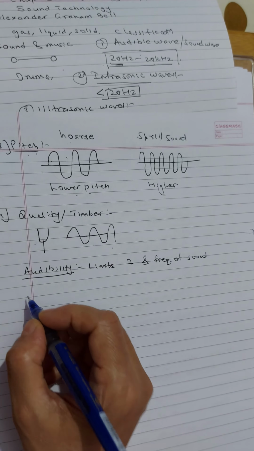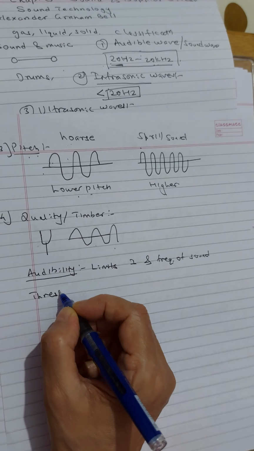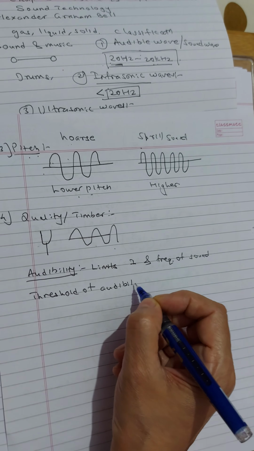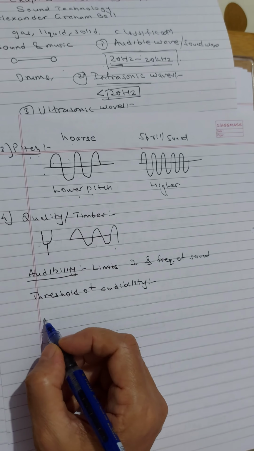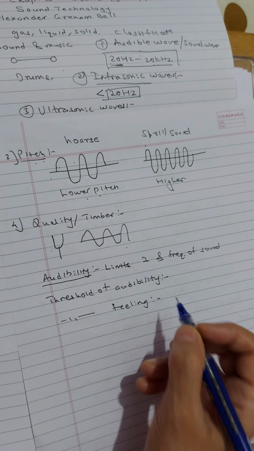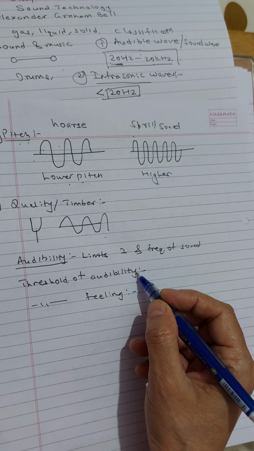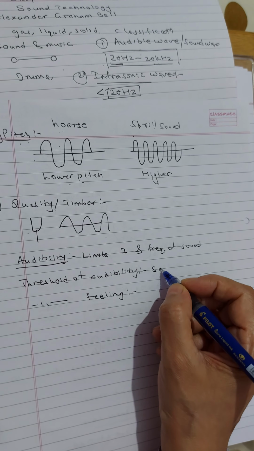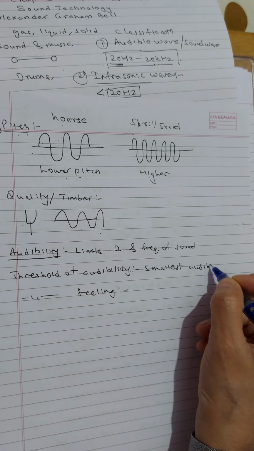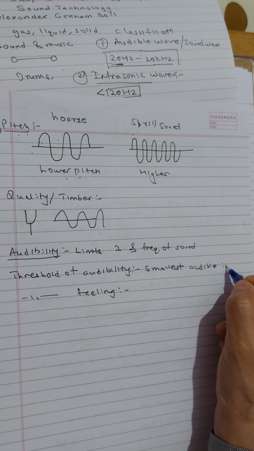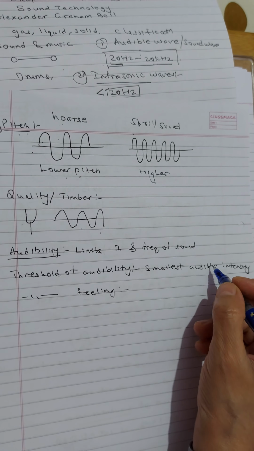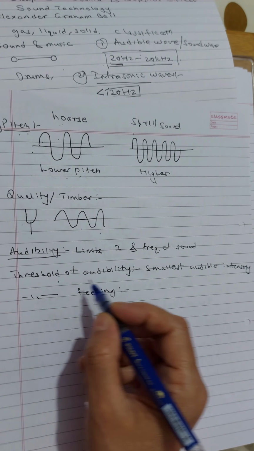Now we have two important definitions called threshold of audibility and threshold of feeling. Very important definitions we will cover. So over here, this is what threshold of audibility means: smallest audible intensity for a given frequency. Smallest audible intensity for a given frequency is called threshold of audibility.